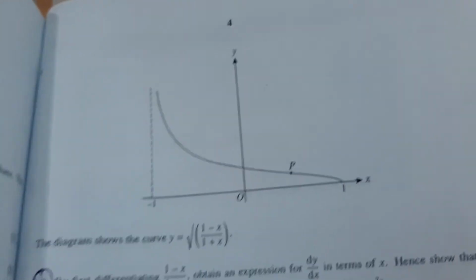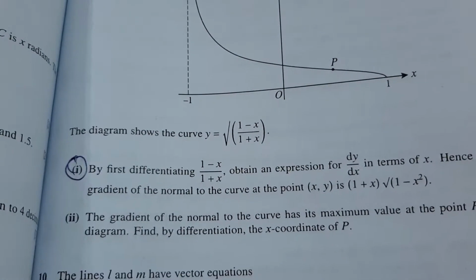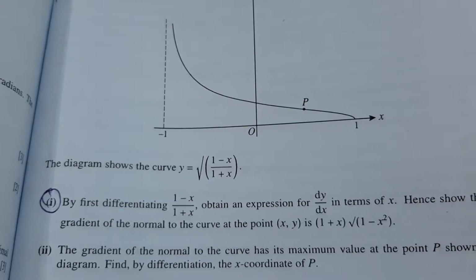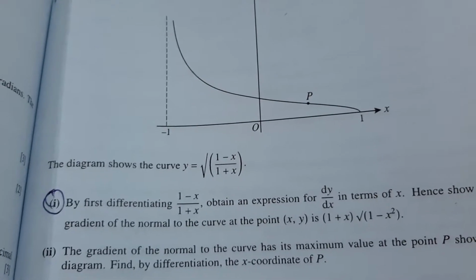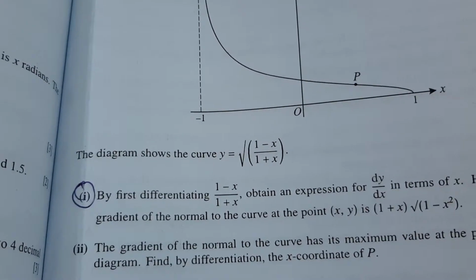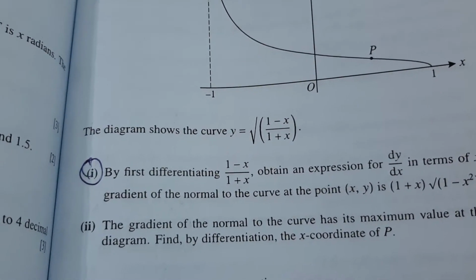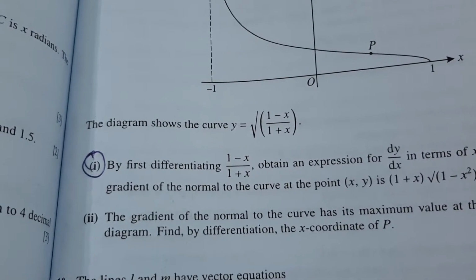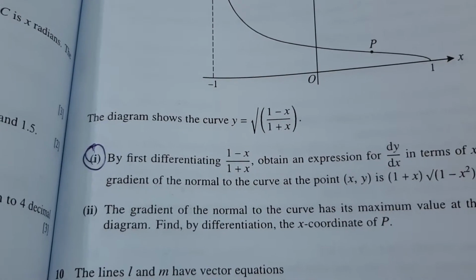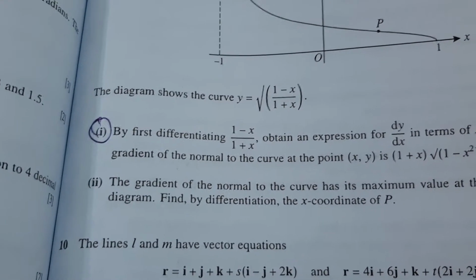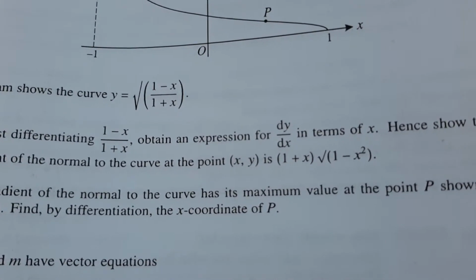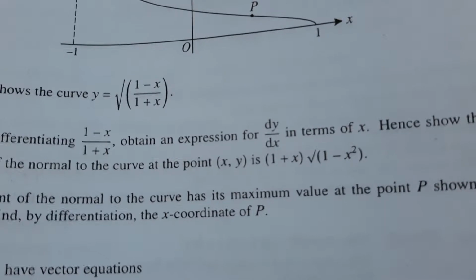So the question is from June 10, variant 3.1. It seems very small, so you can refer to the question. The diagram is given to you, and the equation of the curve is also given, which is y equals root of (1 minus x) over (1 plus x). There are two parts. The first part says to differentiate it and express dy over dx, and you have to show that the normal to the curve at the point x, y is this. So you have to end up with this result.